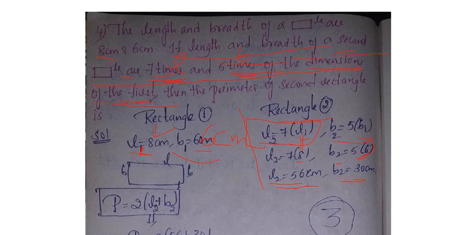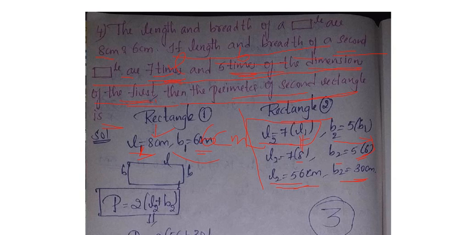L1 and B1 of the first rectangle were given, that is 8 centimeters and 6 centimeters. Now we shall see what the question is asking us to find. Up to here it is over, no? Then they are asking for the perimeter of the second rectangle, okay? What is the perimeter of the second rectangle?